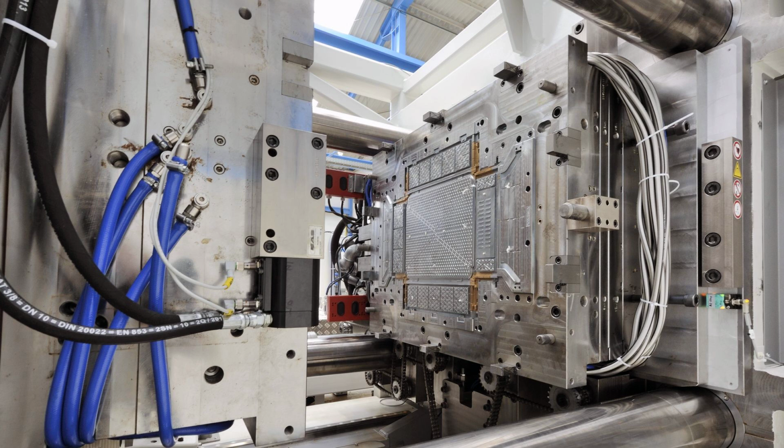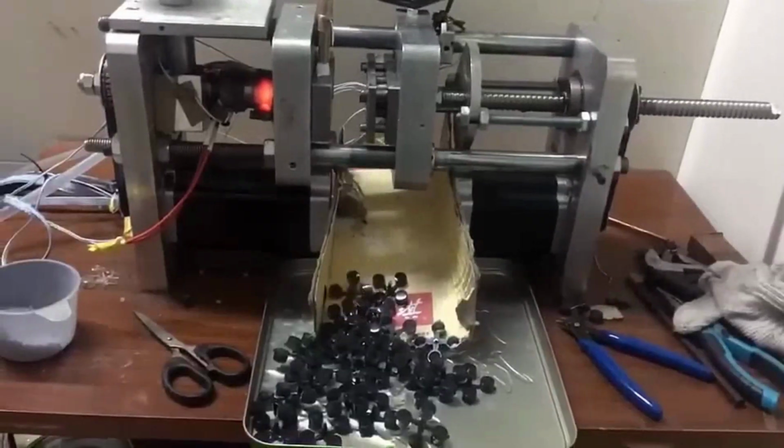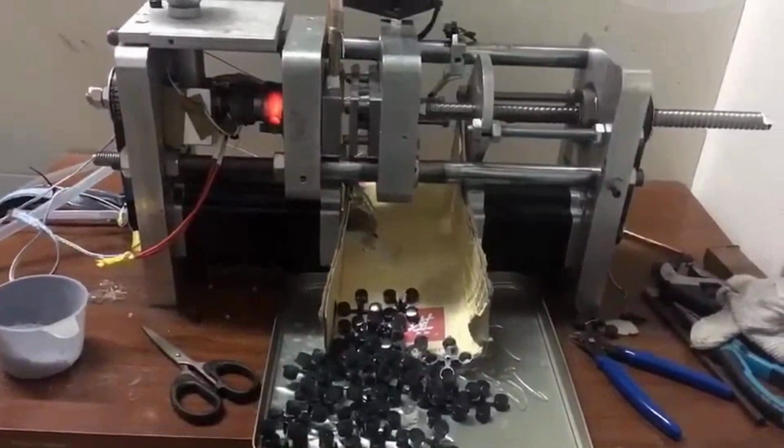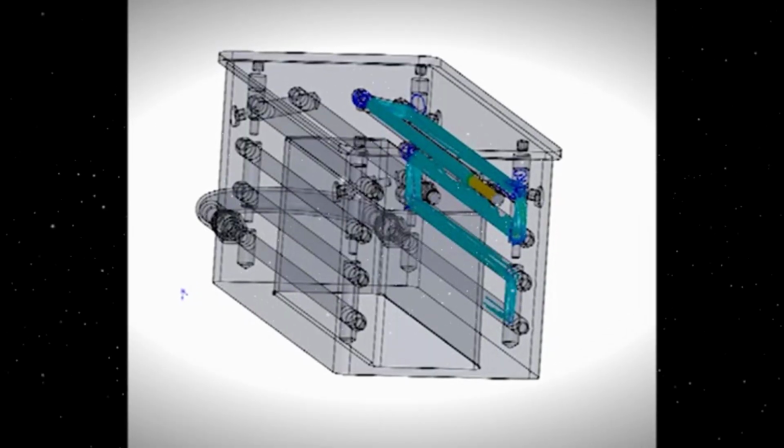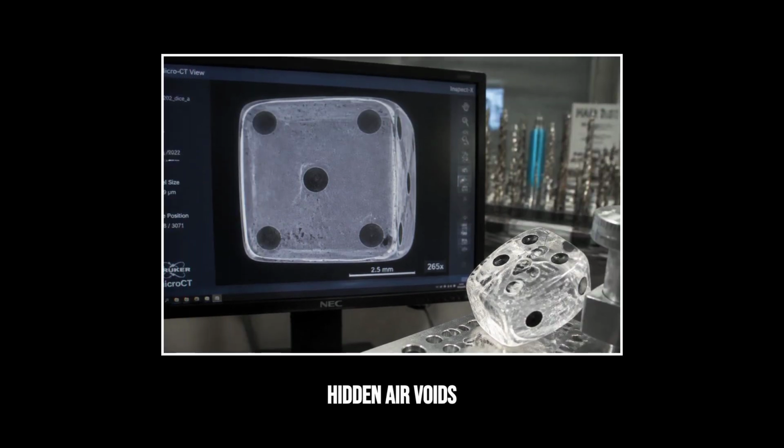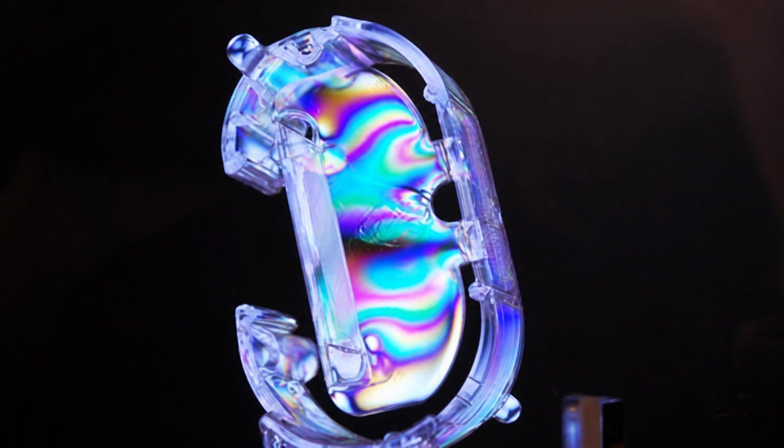Standard board game dice are manufactured through high-volume injection molding. In this process, molten plastic is forced into a mold, cooling rapidly from the outside in. This uneven cooling rate inevitably creates microscopic air pockets and internal stress fractures.